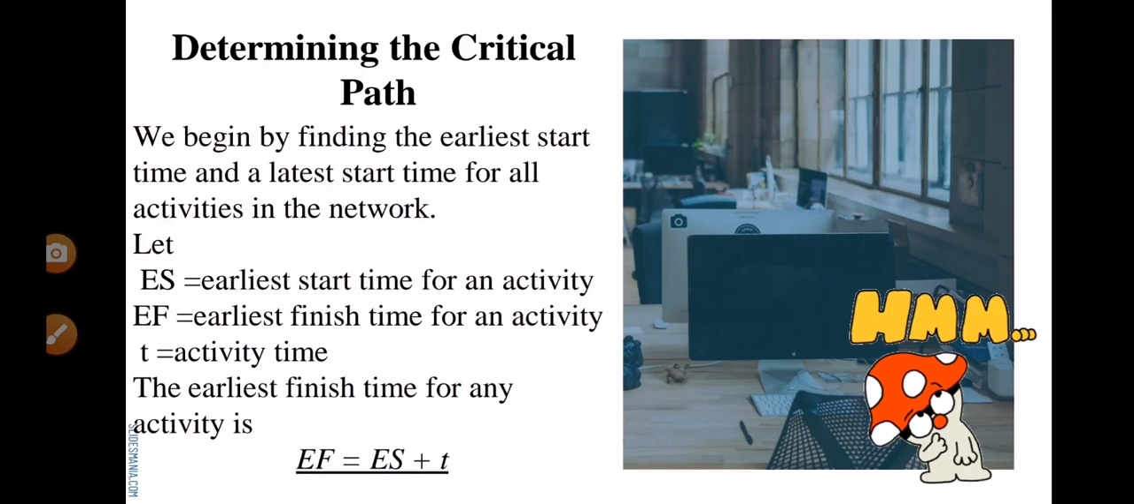So next, we'll proceed on determining the critical path. We begin by finding the earliest start time and the latest start time for all activities in the network. Let ES be the earliest start time for an activity and EF the earliest finish time for an activity. T here is the activity time. The earliest finish time is equal to the earliest start time plus the activity time.